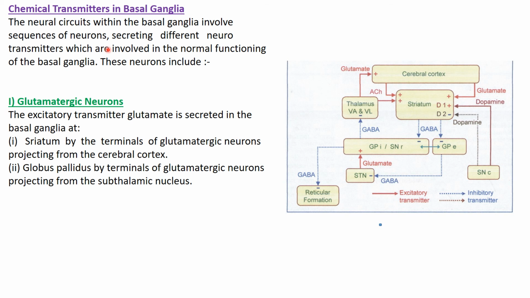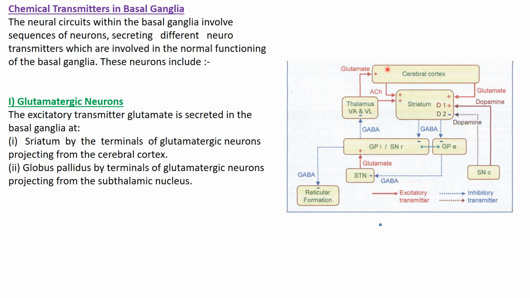We will find the corticostriatal neurons, coming from the cerebral cortex to stimulate the striatum, are mainly dependent on the release of glutamate from the cerebral cortex to the striatum to excite it. Also, the globus pallidus is receiving glutamate from the subthalamic nucleus. We have neurons secreting glutamate between the subthalamic nucleus and the globus pallidus.